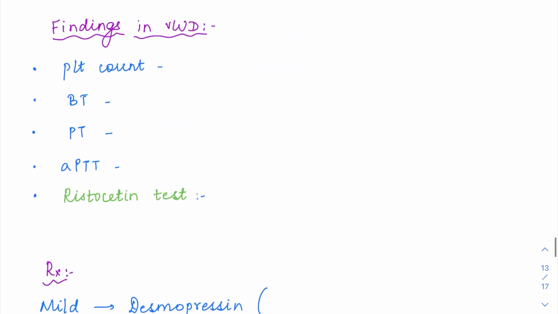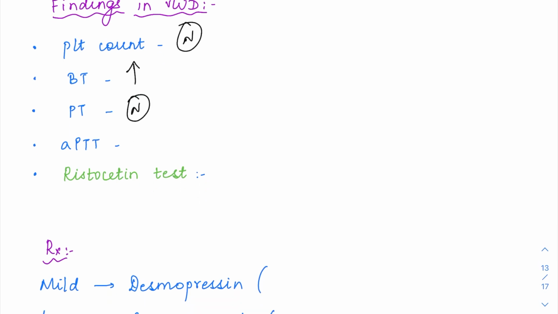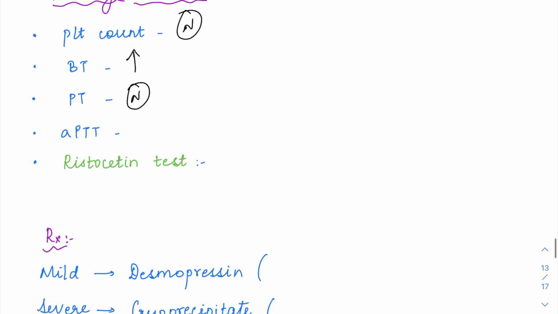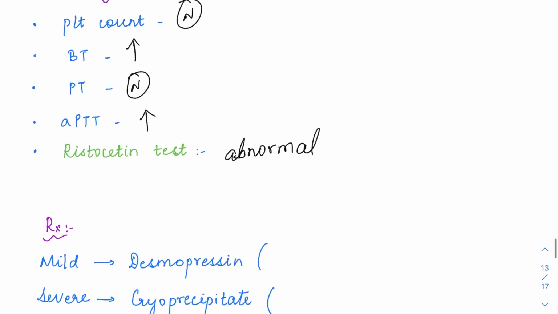So what are the findings in von Willebrand disease? We have already seen. Platelet count is going to be normal here, BT is going to be elevated, and PT is going to be normal because the extrinsic pathway is not affected. Factor 8 was involved in the intrinsic pathway, right? So the intrinsic pathway is affected, so APTT will be elevated. And if you see the ristocetin aggregation test, what will be the result? It is going to be abnormal because it cannot bind without von Willebrand factor. Right? So this is the abnormal thing.